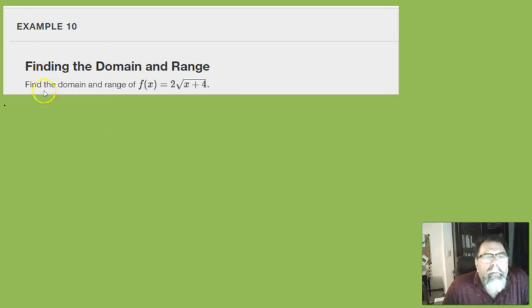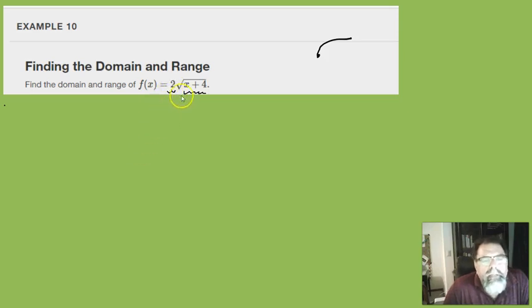Example 10, find the domain and range of the function f of x is equal to 2 times square root of x plus 4. So remember, a square root function has this basic shape like that. So if we think about our toolkit function, the basic one, the domain's from 0 to infinity and the range is from 0 to infinity. But we have this x plus 4 here. It's not just square root of x, and we have this times 2.